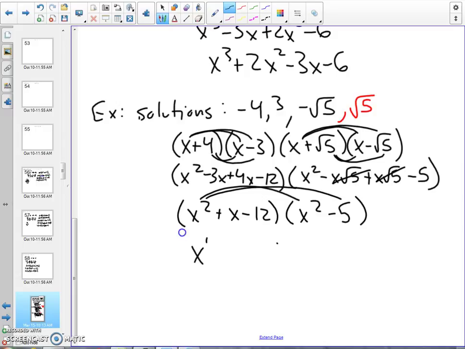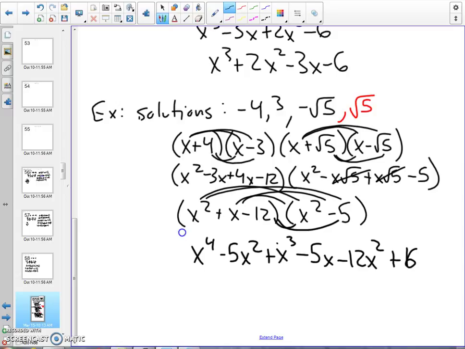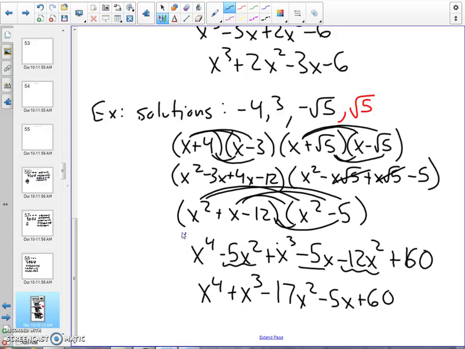So I would have x to the 4th minus 5x squared plus x to the 3rd minus 5x minus 12x squared plus 60. And then I want to combine my like terms. So I have x to the 4th plus x to the 3rd. For x squared, I have negative 5x squared and negative 12x squared. So that's negative 17x squared. I just have my minus 5x, and only constant is 60.